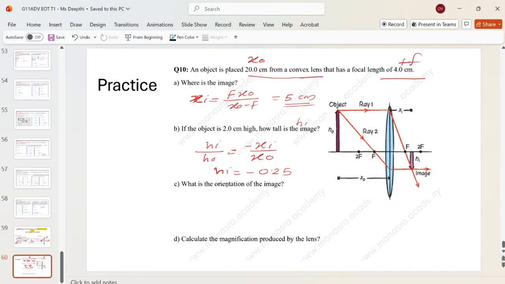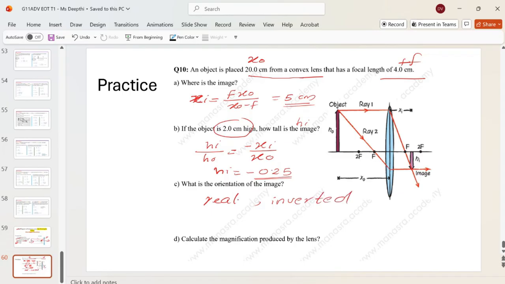Now, what about the orientation of the image? It's a negative answer, and you can see that its answer is also less than 1, right? So that means you can also find it from the hi. Look at the hi value and the ho value. The height of the object is bigger, 2 centimeter, and the height of the image is smaller and negative. So what do you mean by a negative answer? Negative answer means it's real. Inverted. Real is always inverted.